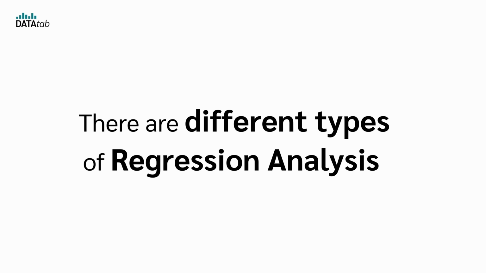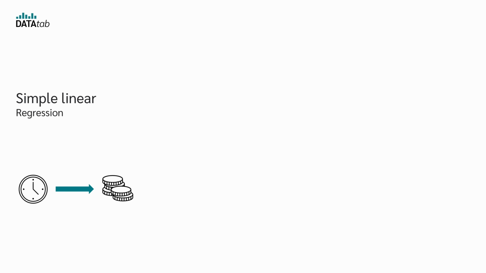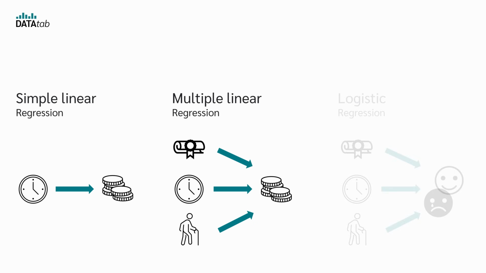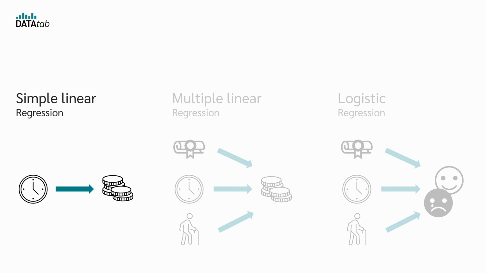Okay, great. Now there are different types of regression analysis. There is the simple linear, multiple linear, and logistic regression. In simple linear regression, we use just one independent variable to predict the dependent variable. For example, if we want to predict a person's salary, we use only one variable, either if a person has studied or not, the weekly working hours, or the age of a person.